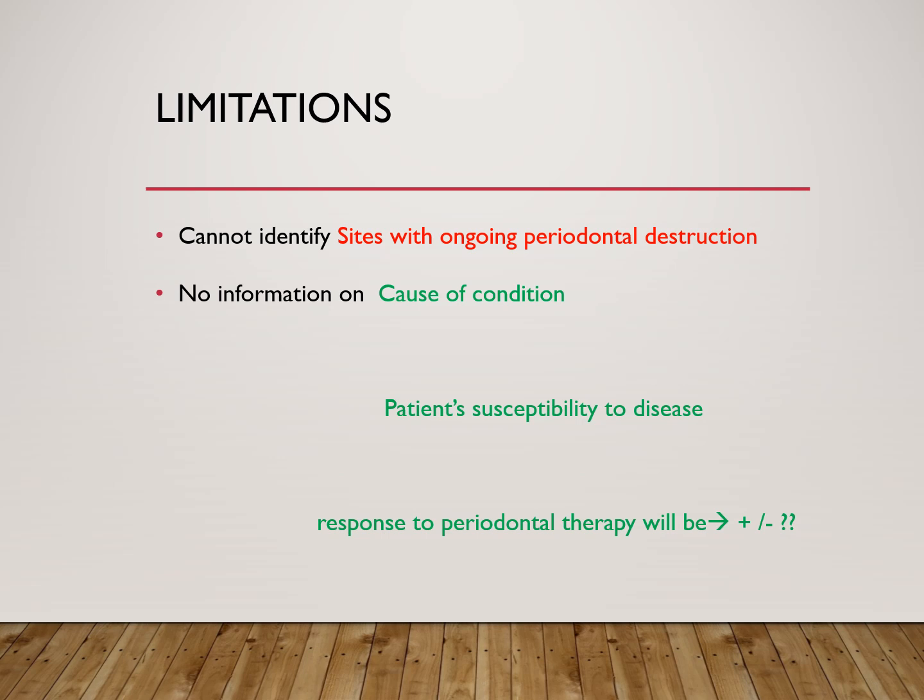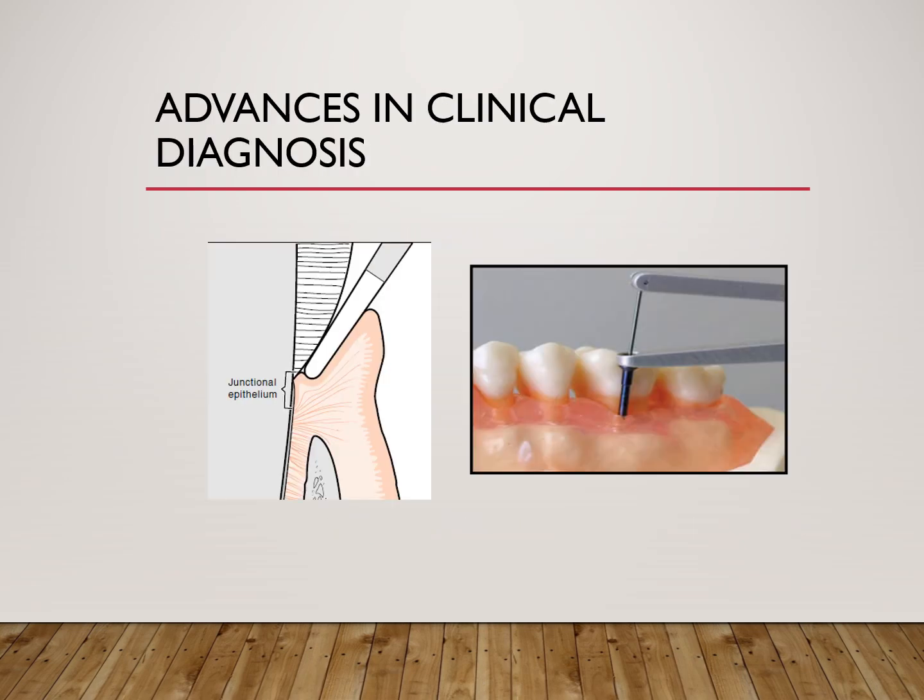Along with that, they do not give any information on the cause of the disease, because periodontal disease is a multifactorial disease, where bacteria, host response, genetic susceptibility, and other risk factors interplay a role in disease progression. They do not tell us about the susceptibility of a patient toward a particular disease and how well a patient is going to respond to periodontal therapy. So along with the conventional tools, we also require immunological assays and microbiological assays to establish a proper diagnosis. Hence, to overcome these limitations, advances in clinical diagnosis have been made.